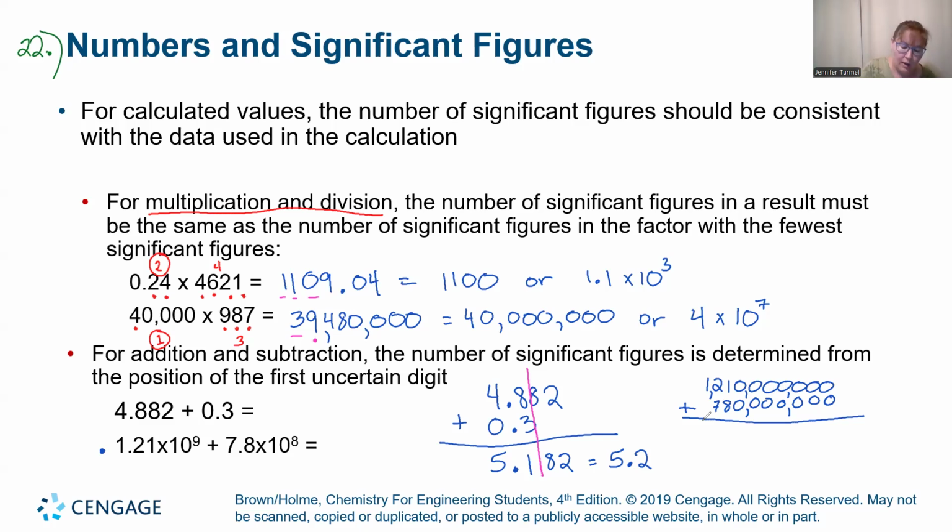So I get, turn on my calculator. I actually haven't done this one yet, so let's work through this. I get 1.21 times 10 to the 9th. I'm going to leave it in scientific notation for this part just because it's easier on my calculator. 7.8 times 10 to the 8th. And I add it together and I get this value. I get 1,990,000,000.